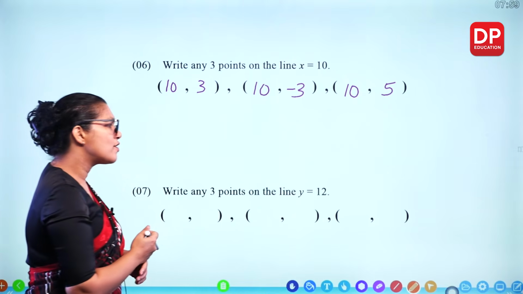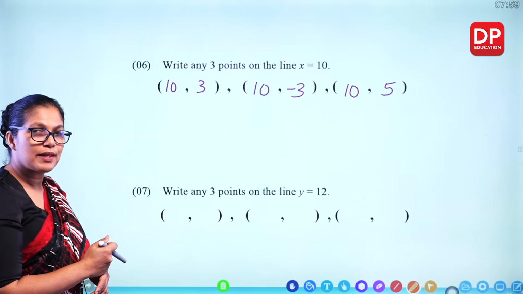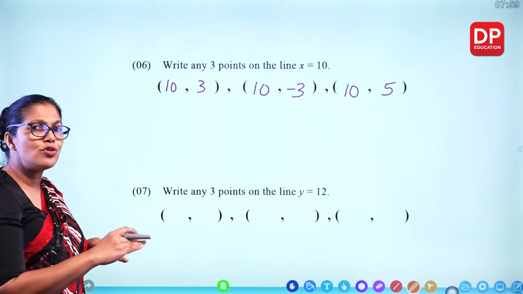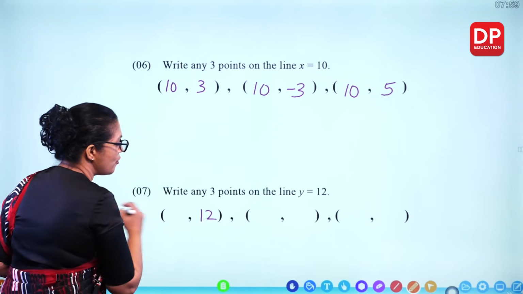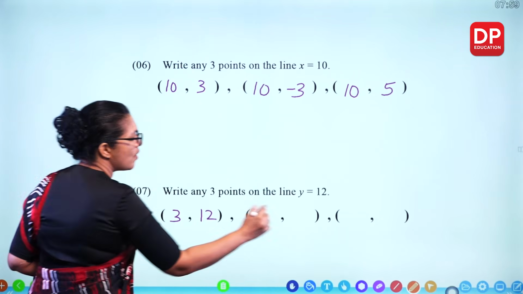Write any 3 points on the y equals 12 line. That's a horizontal line, it passes through the y value 12. So y is always 12 now. You can write any x coordinate. 12 with minus 2, 12 with 1.